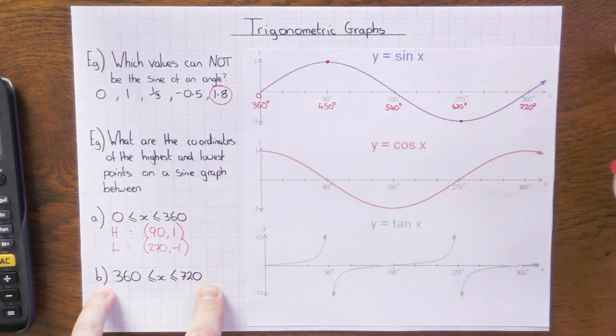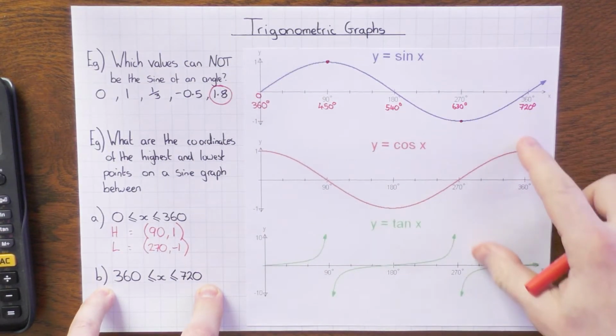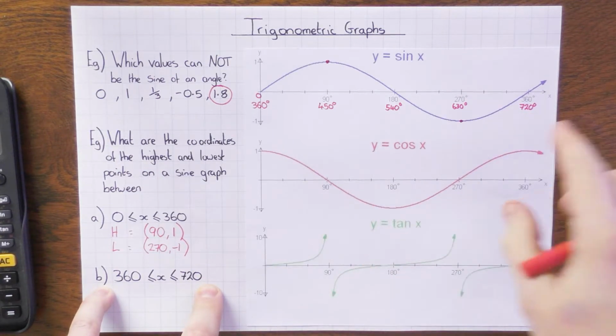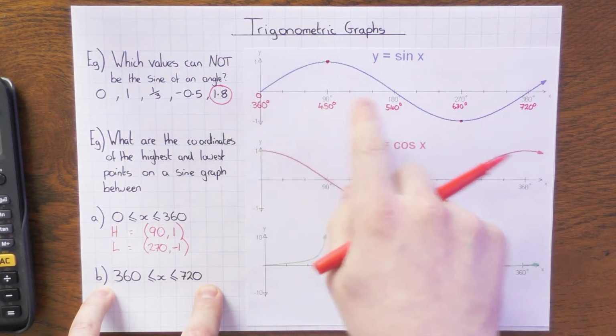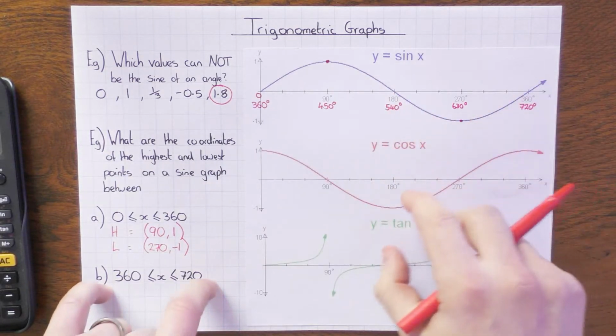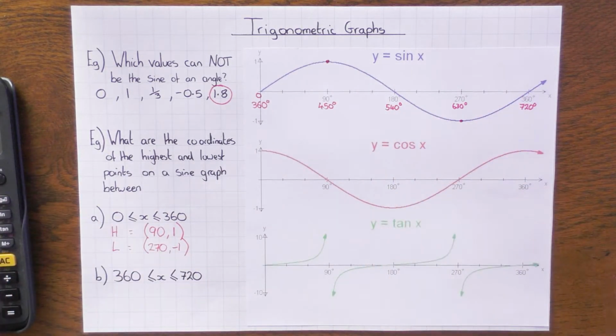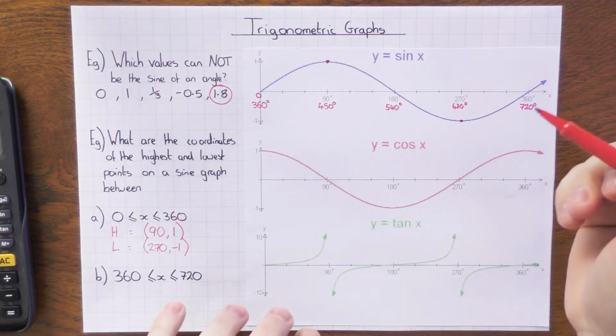So to save drawing it, you could just write it again. And again, if you need it between 720 and whatever, you could just come back again, do 720 and keep adding 90 to save you having to draw it. Now, if you prefer to draw it, go for it, it's not a problem. This just saves you a bit of time.